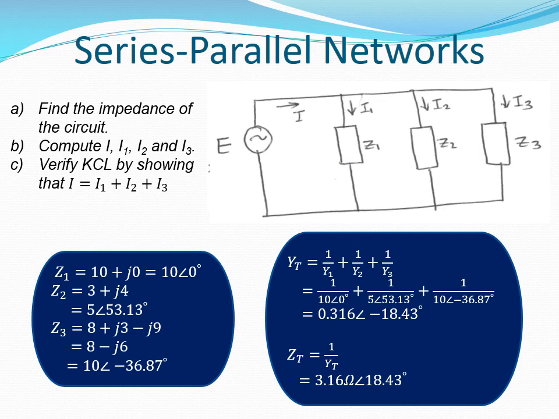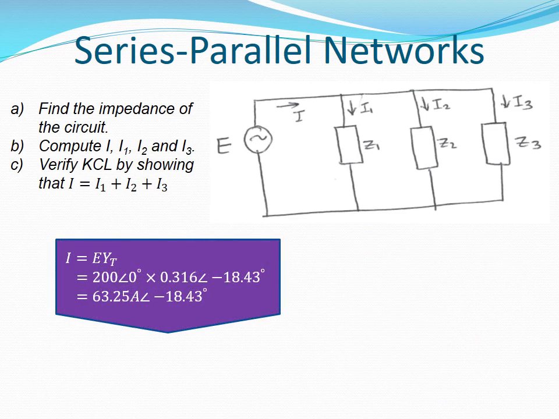The total admittance of the network is equal to the sum of the inverses of the impedances of the respective branches. We obtain it as 0.316 Siemens at an angle of minus 18.43 degrees. Therefore, the total impedance is equal to the inverse of the total admittance, which is equal to 3.16 ohms at 18.43 degrees.